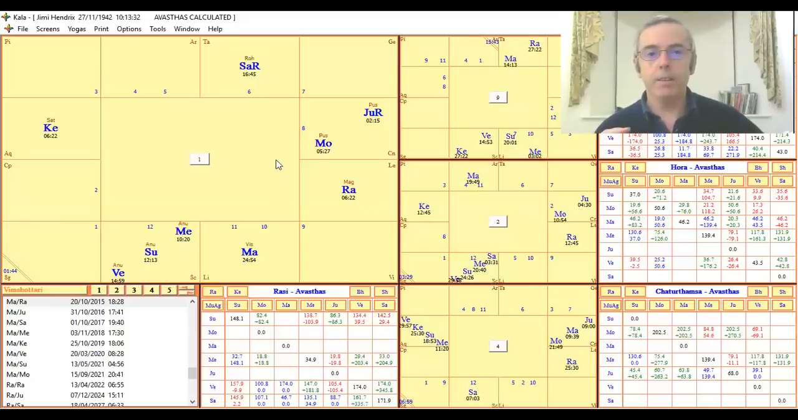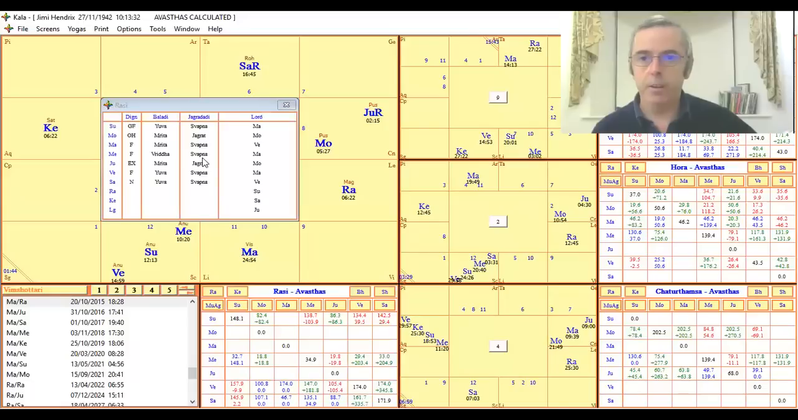Because the Rasi chart is where the actual astronomy is happening, and the astronomy that's happening in the Rasi chart is getting transported over to the other individual Varga charts. Okay? So anyway, looking at the Rasi chart and looking at the dignity of Ketu and Rahu's lords.